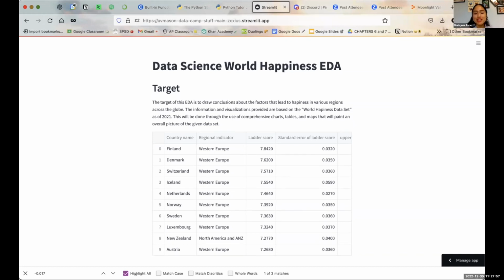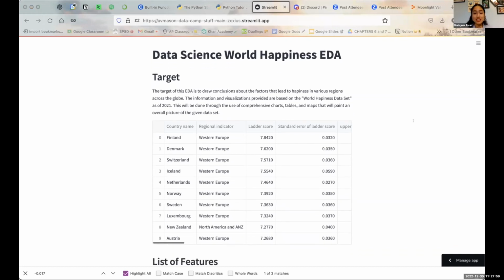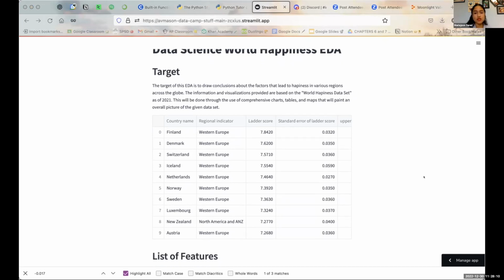Hello, everybody. Like my teammate said, we are the Intelligent Innovators, and today we're presenting our EDA on world happiness. The target of this EDA is to draw conclusions about the factors that lead to happiness in various regions across the globe. The information and visualizations provided are based on the World Happiness Dataset as of 2021. This will be done through the use of comprehensive charts, visuals, tables, and maps that will paint an overall picture of the given dataset.